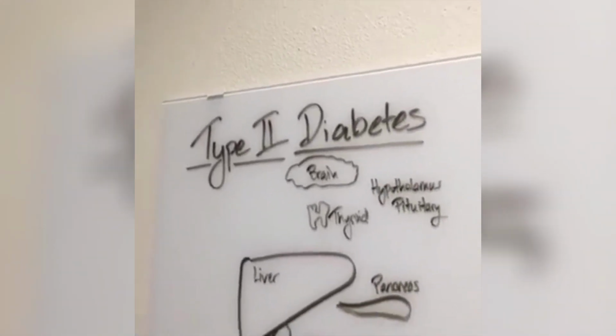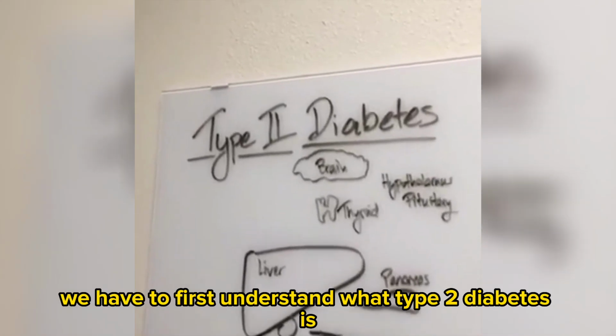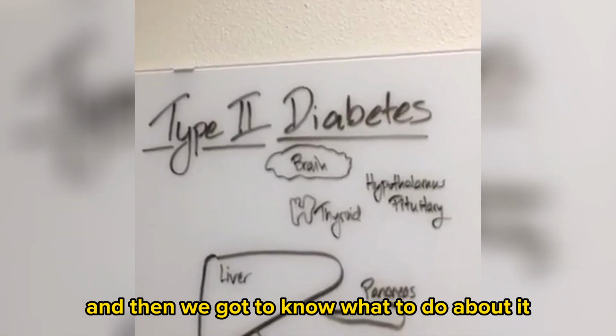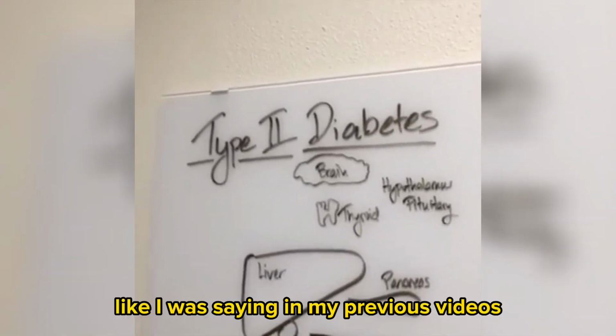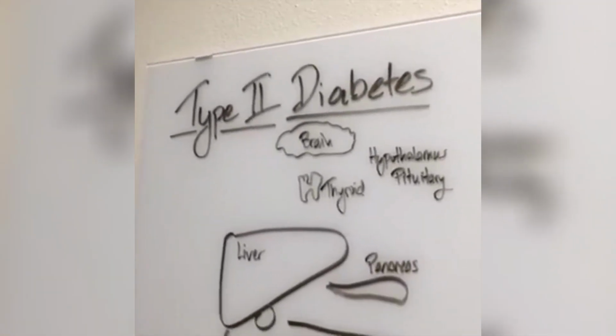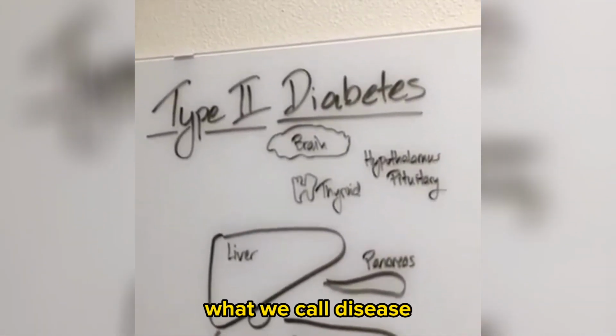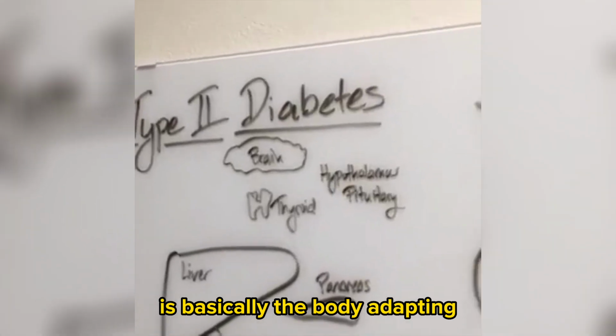Okay, so here's what we have to do. We have to first understand what type 2 diabetes is, how it starts to form, and then we got to know what to do about it. So basically, like I was saying in my previous videos, every single disease process, what we call disease, is basically the body adapting.